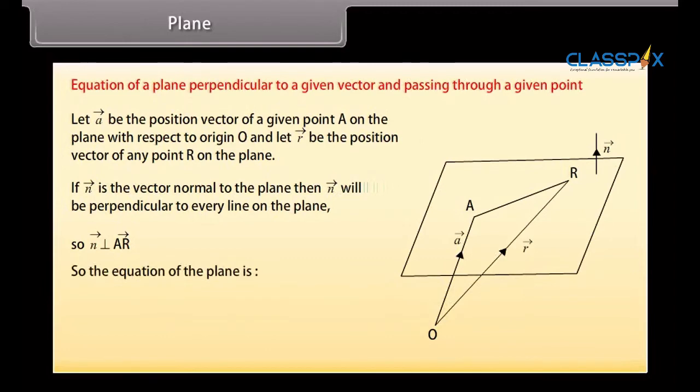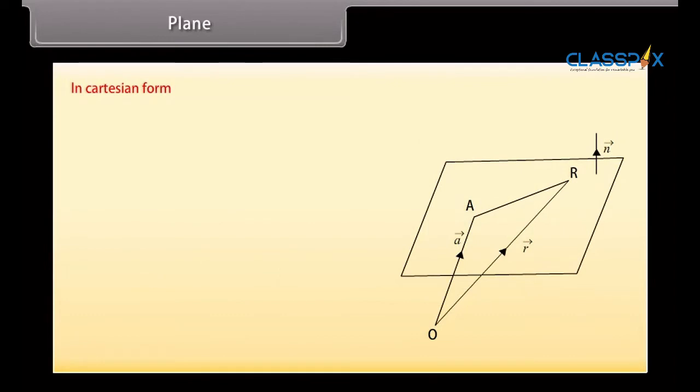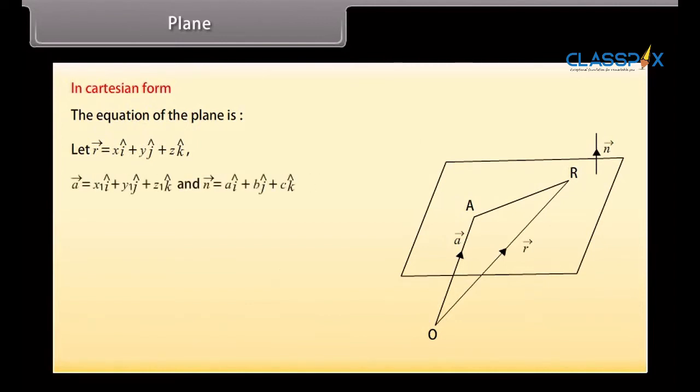So the equation of the plane is dot product of vector AR and n equals 0, or dot product of vector r minus vector A and vector n equals 0. In Cartesian form, the equation of the plane is: let vector r equal x i cap plus y j cap plus z k cap. Vector A equals x1 i cap plus y1 j cap plus z1 k cap. Vector n equals a i cap plus b j cap plus c k cap.